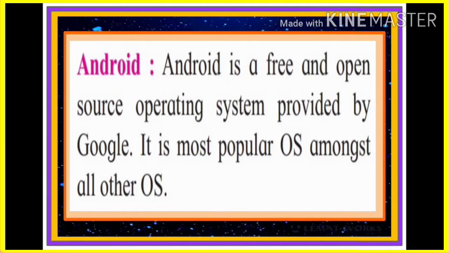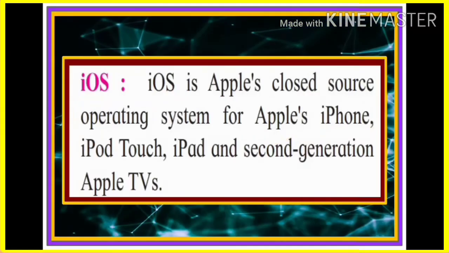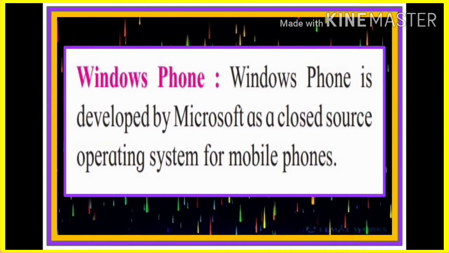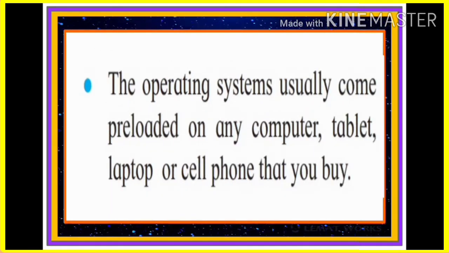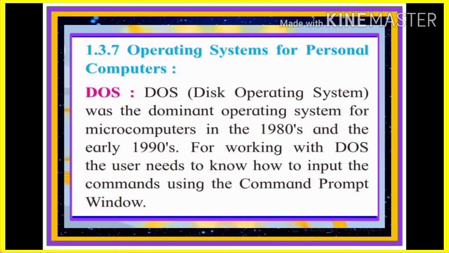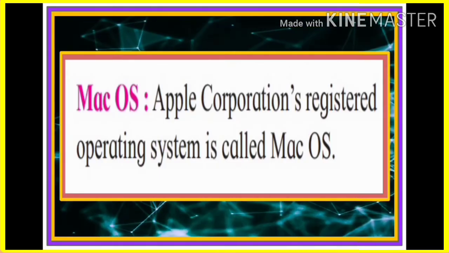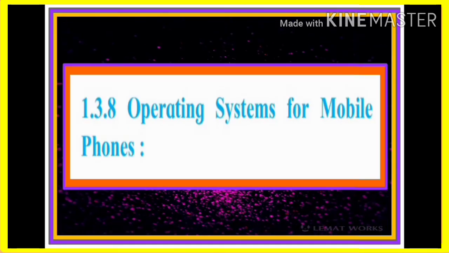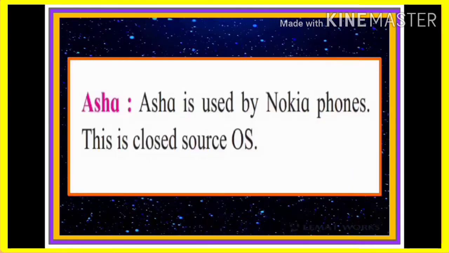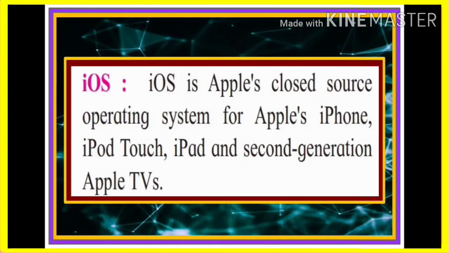So, among all the operating systems used for mobile phones, only Android operating system is a free and open source operating system. Asha, BlackBerry, iOS, Windows Phone, these are closed source operating systems. So dear students, in this part we have covered all about operating system, operating systems for personal computers, that is DOS, Windows, Mac OS, Chrome OS, Unix, Linux, operating systems for mobile phones like Android, Asha, BlackBerry, iOS and Windows Phone.